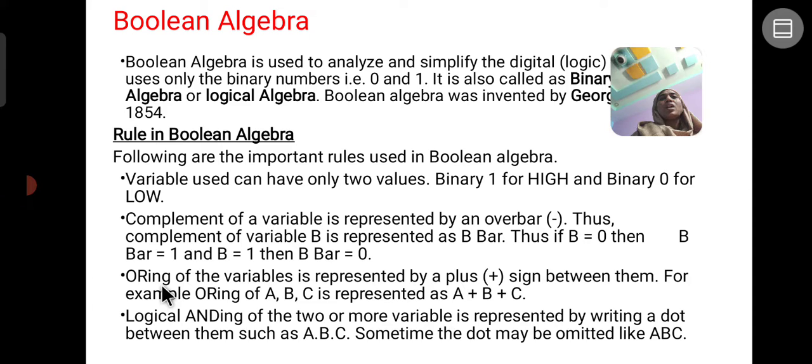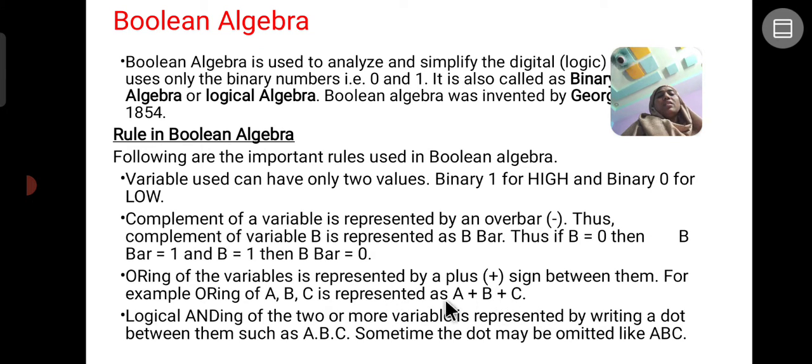So what is the output of the OR gate? If any one input is 1, the output is 1 for the OR gate. So in the OR gate, the output is 0 only when both the inputs are 0. In all the remaining conditions, the output is 1. ORing of the variables is represented by a plus sign between them, a plus b. For example, ORing a, b, c is represented as a plus b plus c.